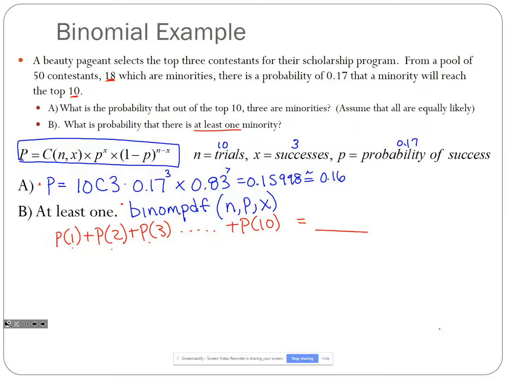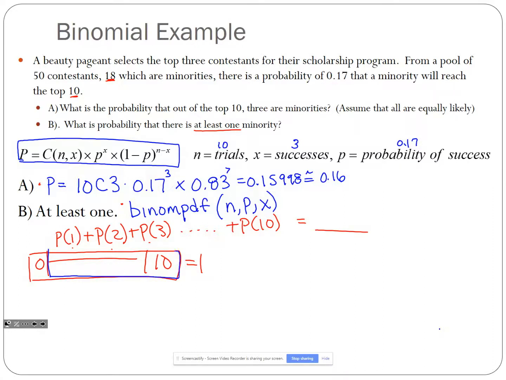I know that a probability distribution in its entirety includes 0 minorities all the way to 10 minorities. I know that those probabilities have to equal 1 because you're looking for the top 10, and the only possibilities on the planet for that situation go from 0 minorities up to 10 minorities. And I know that all of that has to equal 1 or 100% of the probabilities or possibilities in this situation. So knowing that, I could calculate at least 1.